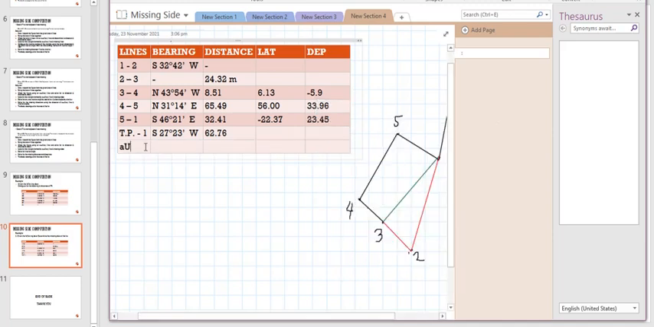Okay, for the auxiliary line, aux. So we just sum up 6.13 plus 56 minus 37. So for its latitude, since the sum is positive, the auxiliary line's latitude becomes negative. Then the other is negative 5.9 plus 33.96 plus 23.45. Positive, so the departure also becomes negative.